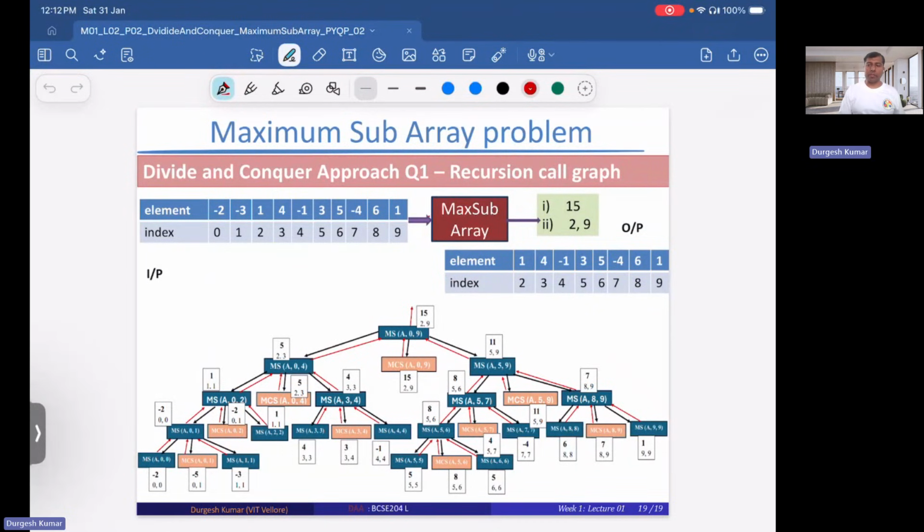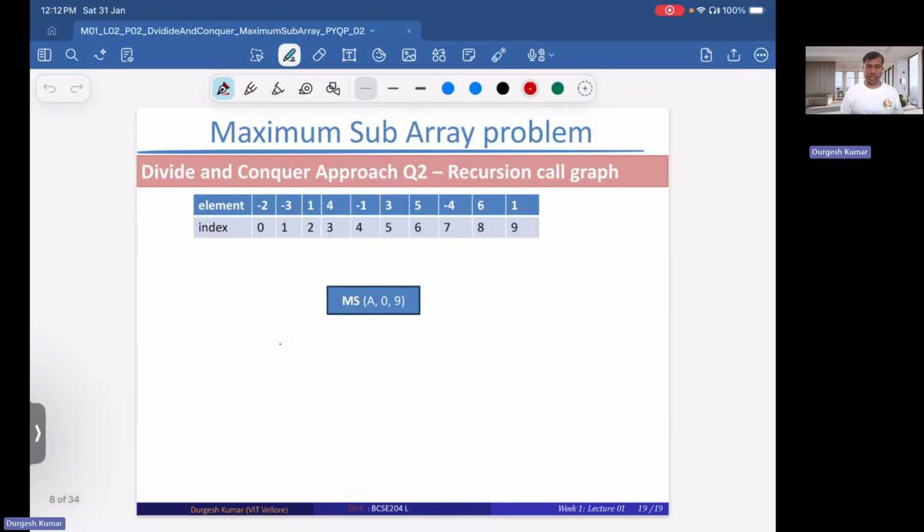I highly recommend you solve the problem on your own and match it with the final solution. If your final solution matches, you can directly go to the next problem. Otherwise, you can see the detailed explanation, which is in the next slide.